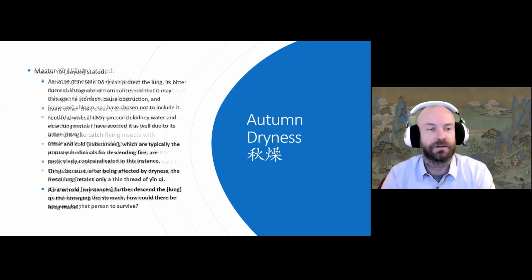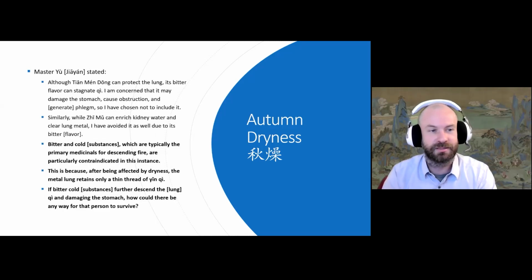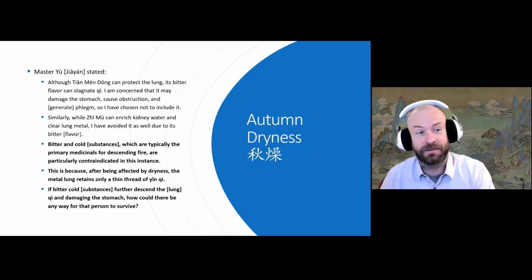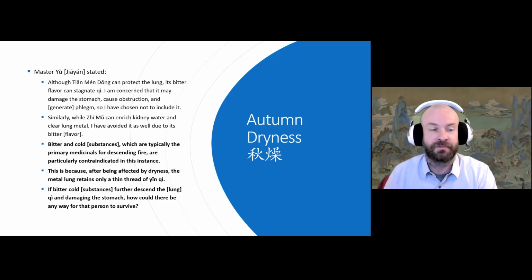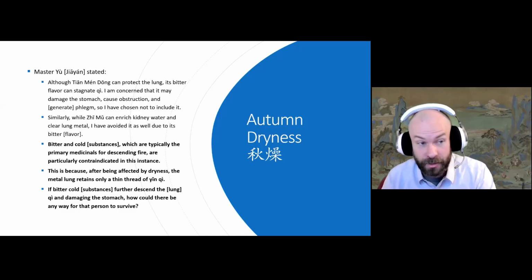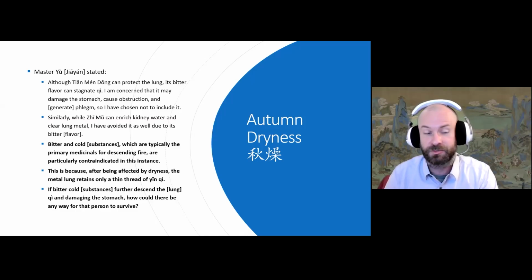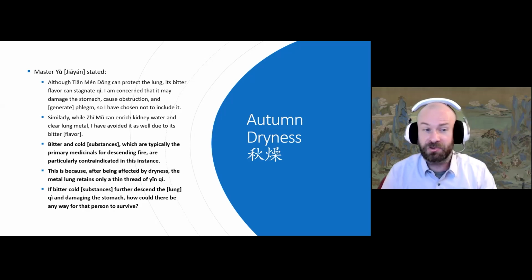metal. So I'll just quickly talk about this. Although Tianmendong can protect the lung, its bitter flavor stagnates qi. I'm concerned that it may damage the stomach, cause obstruction, and generate phlegm, so I've chosen not to include it. Similarly, while Junmu can enrich kidney water and clear lung metal, I've avoided it as well due to its bitter flavor. Bitter and cold substances, which are typically primarily medicinals for descending fire, are particularly contraindicated in this instance.